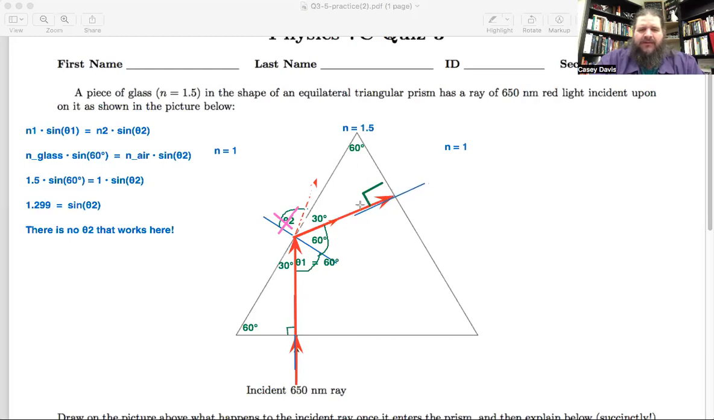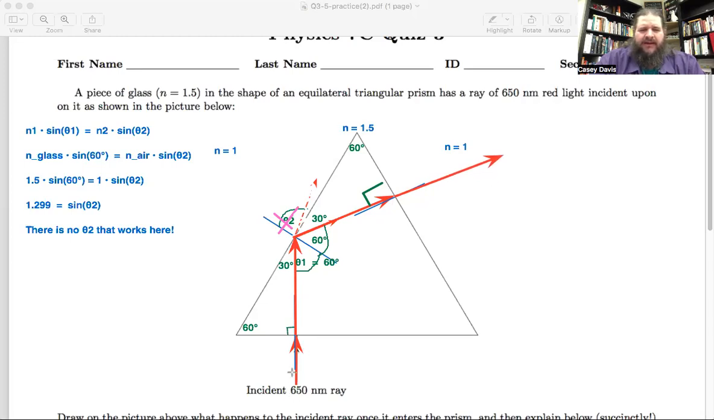So what's going to happen to this ray of light? Go straight through. Yeah, it'll just go straight through. So this should be the path that light takes.